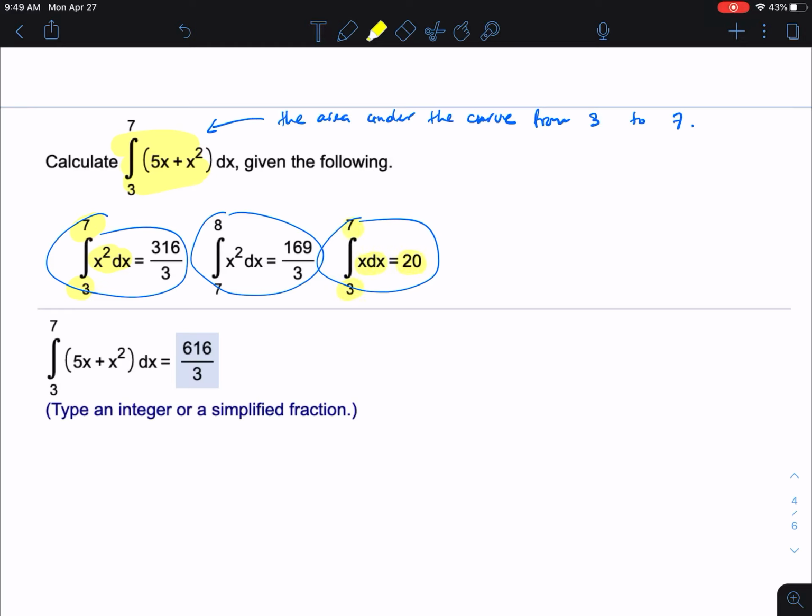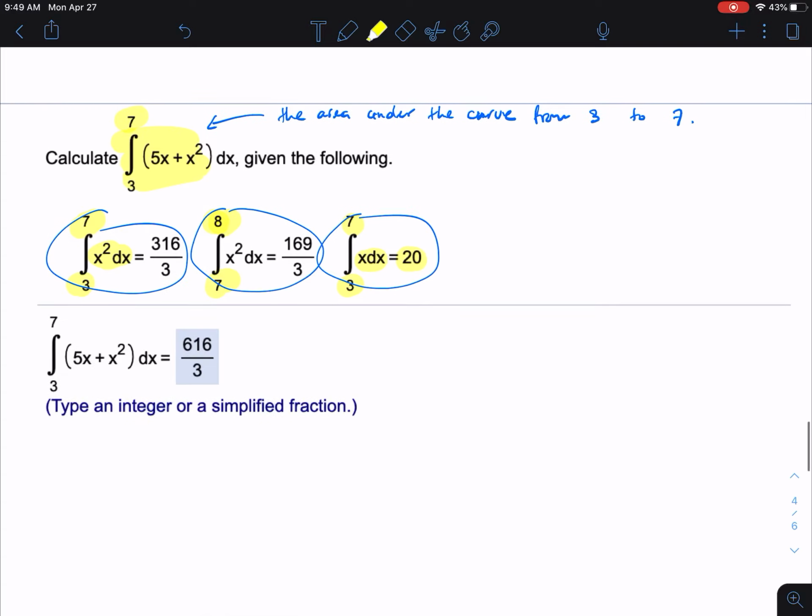But this right here is different. Notice the limit is from 7 to 8. So 8 is past the 7. That's not what we're asking, so this right here is not the correct given information. So what we want to use is these two here to find the area that we're asking to find.